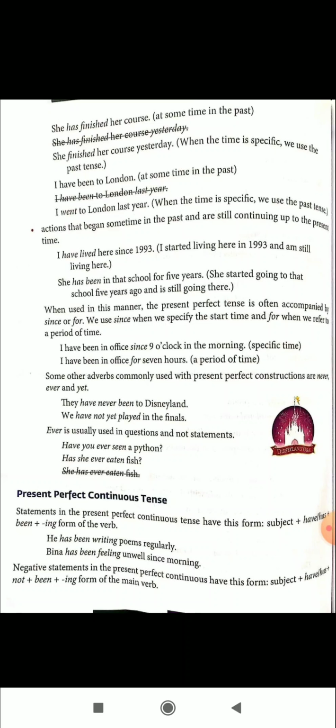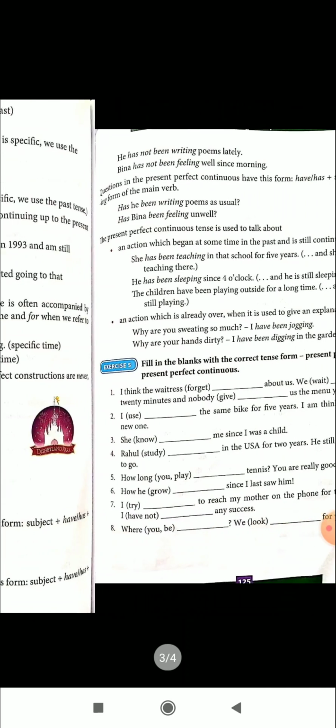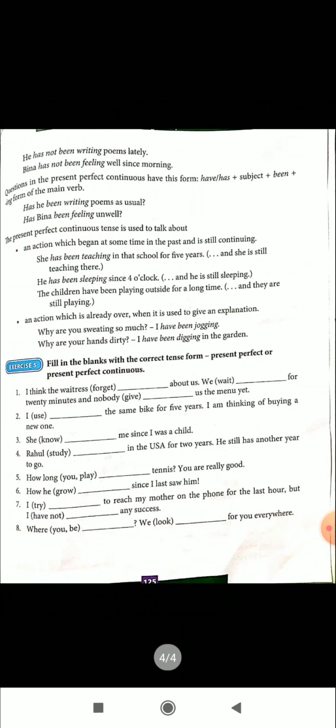Negative statements in the present perfect continuous have this form: subject plus have or has plus not plus been plus the ing form of the verb. He has not been writing poems lately. Beena has not been feeling well since morning.